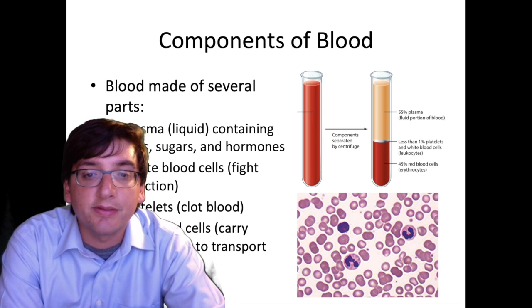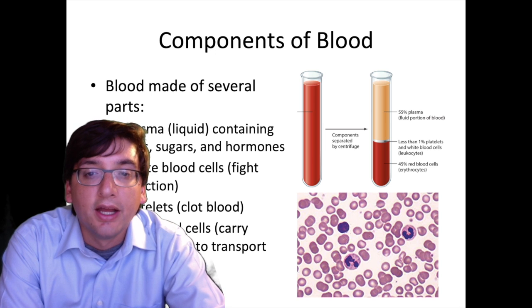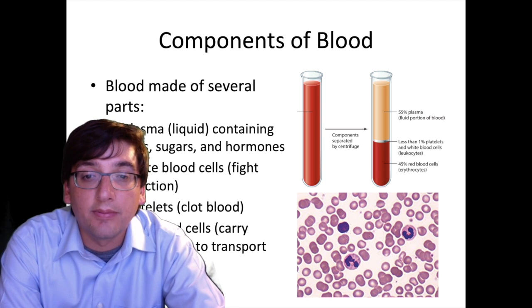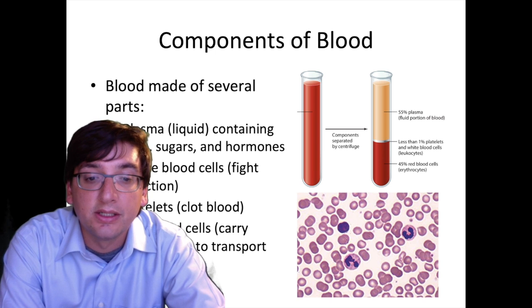And the other parts of blood, the main other part of blood is red blood cells. As you can see, this diagram on the top shows if you take a sample of blood and you spin it in a centrifuge really quickly, the heaviest parts of the blood go to the very bottom, and that's the red blood cells. And those are needed in our blood to carry oxygen.